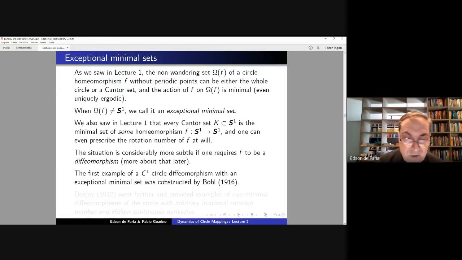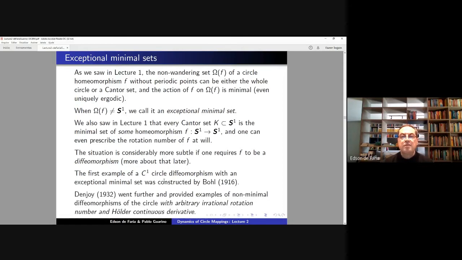I should mention that the first example of a C1 diffeomorphism of the circle having an exceptional minimal set, in other words, leaving invariant a Cantor set on the circle, was constructed by Bohl much earlier, in 1916. So this is 16 years before Denjoy constructed these examples. But Denjoy's analysis is, of course, much more complete. He went further and he actually showed that you could construct these examples to be a little bit better than C1. You could actually have these examples with the property that the logarithm of the derivative of the map is Holder continuous of some exponent.